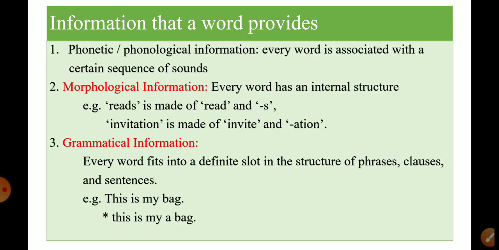So, information that a word provides. What does a word provide you? A word provides you meaning, but words provide you meaning on different levels. First is phonetic or phonological information. The word gives you phonological information. That is, every word should be writable and should be speakable. You should be able to write the word and you should be able to speak the word at the same time.